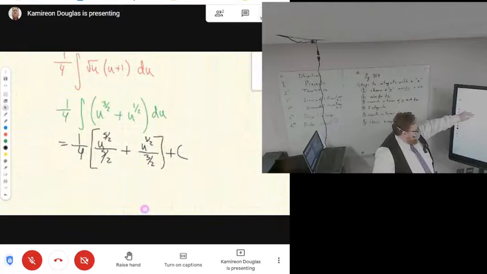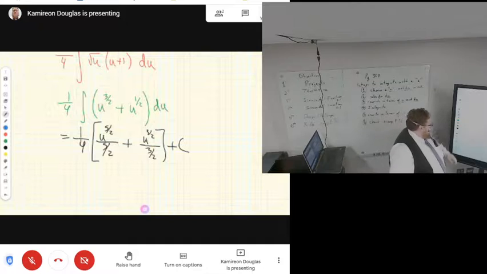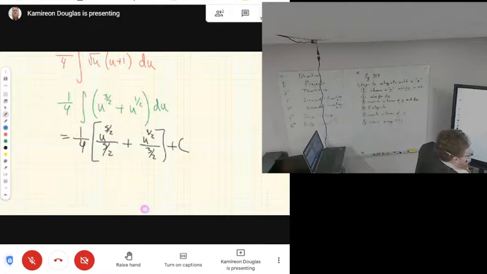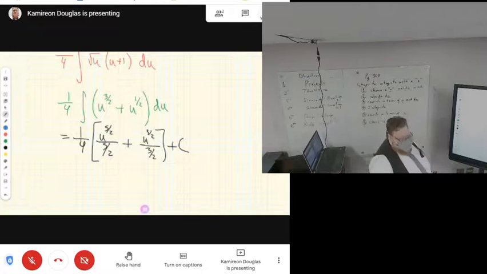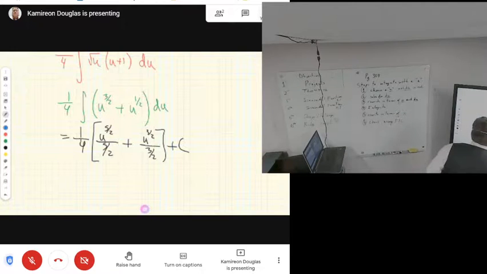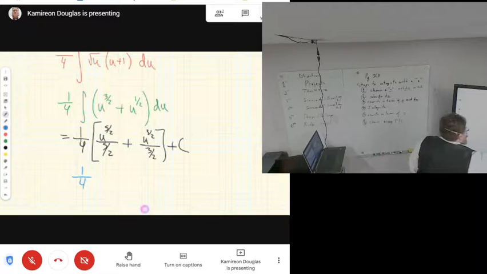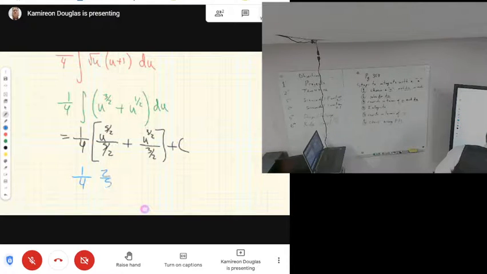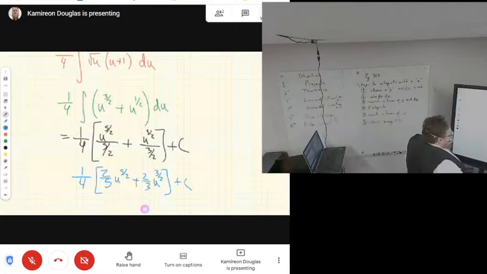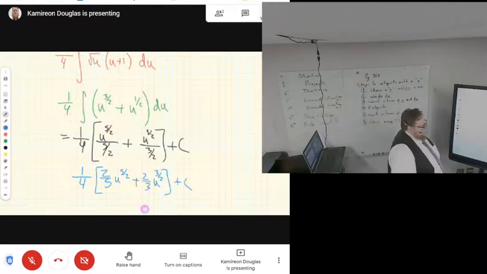All right. I'll simplify what I can inside and then worry about that 1/4 afterwards. 1/4? So dividing is the same as multiplying by the reciprocal. So this becomes 2/5 u to the 5/2 plus 2/3 u to the 3/2 plus C. And now we can distribute that 1/4, and everywhere there's a u, we replace with 2x minus 1. Let's do it.